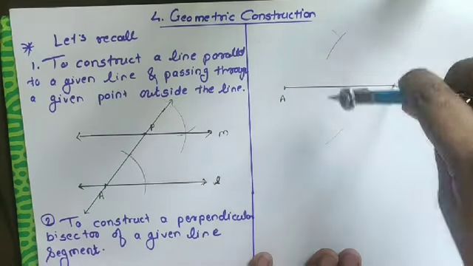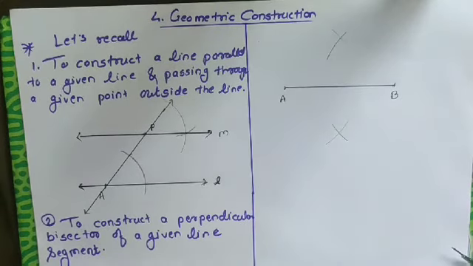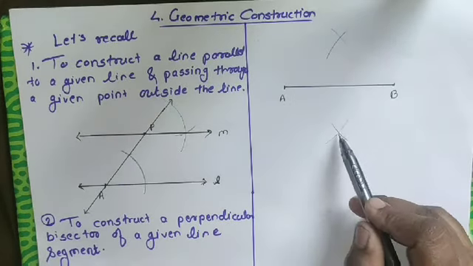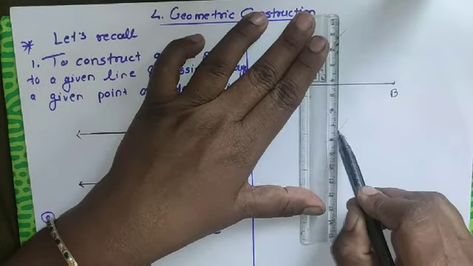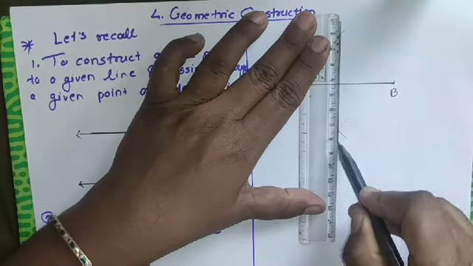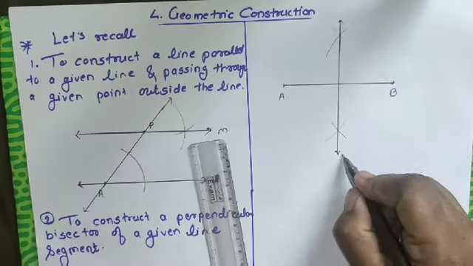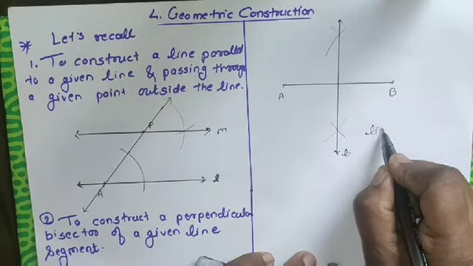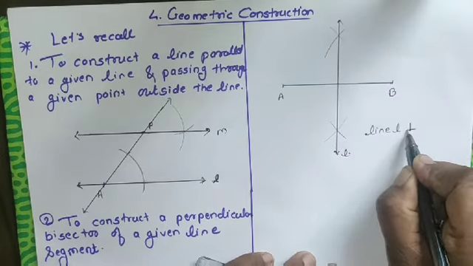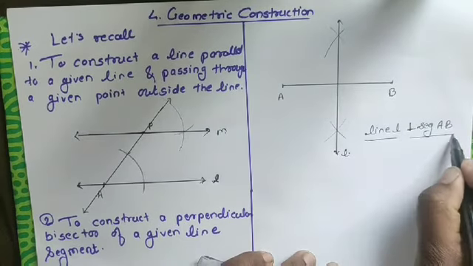Draw the arc which intersects the first arc. After this you have to draw the line passing through the intersections of these two arcs. So here it is, suppose line L. Line L is perpendicular to seg AB. How do we write this? Line L is perpendicular to seg AB.